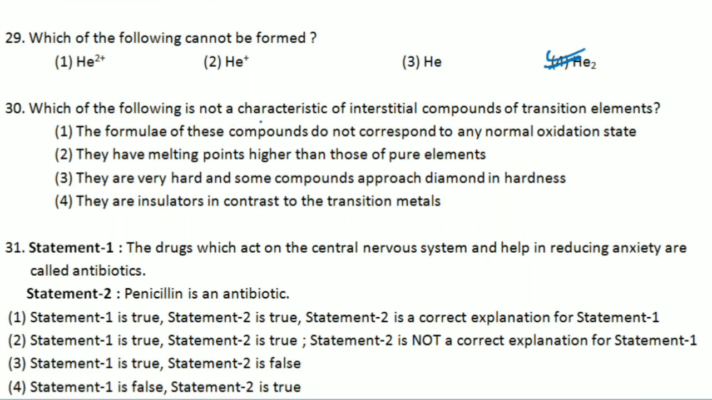Which of the following is not a characteristic of interstitial compound? Read all the 4 statements, you will easily tell. They say they are insulators, it is given. Remember, they are good conductors of electricity, same as that of the metal. So the answer is 4.